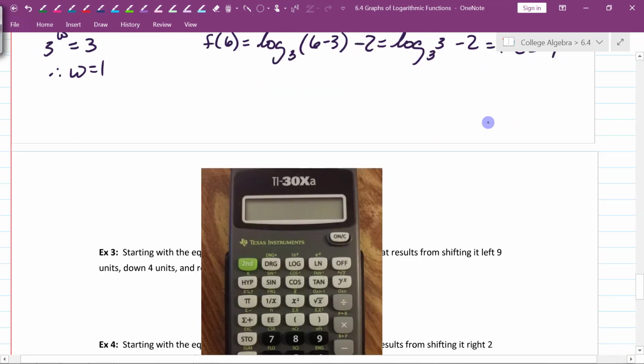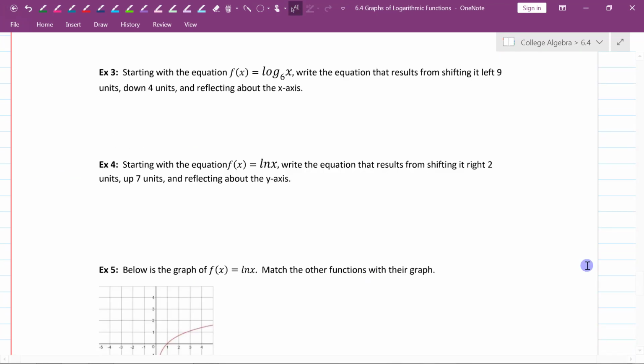Next problem here. Last page. Almost done. So starting with the equation f of x is equal to log base 6 of x, write the equation that results from shifting it left 9 units, shifting it down 4 units, and reflecting about the x-axis. So here we go. So our parent function is f of x is equal to log base 6 of x.